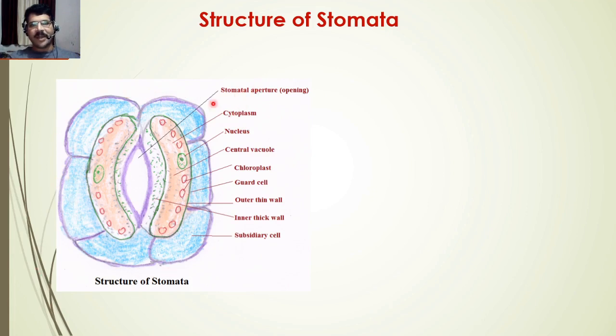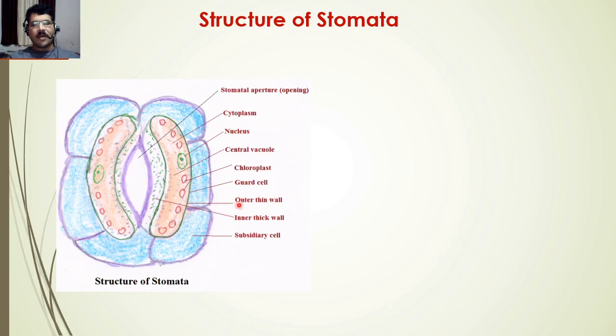Here you can see the stomatal aperture. This is the open stomata through which water can be lost. Then these are guard cells, as shown in brown color. These two are guard cells. These guard cells have cytoplasm, each guard cell has a nucleus, a central vacuole, and chloroplasts. Here you can see they are actively involved in the process of photosynthesis. So these are known as guard cells.